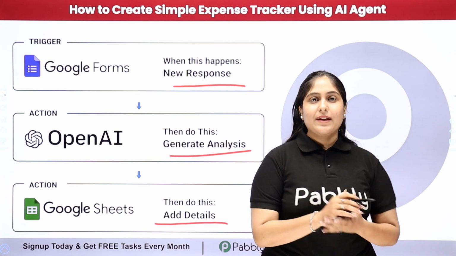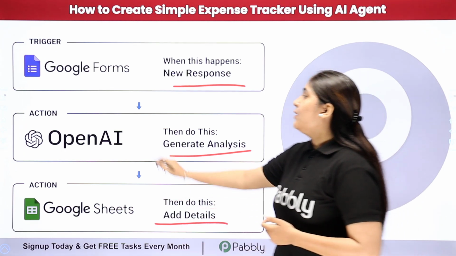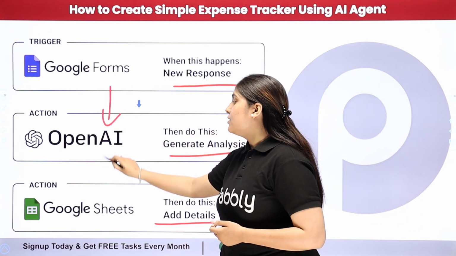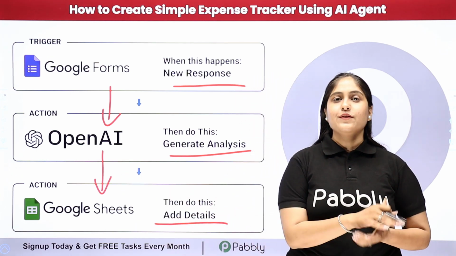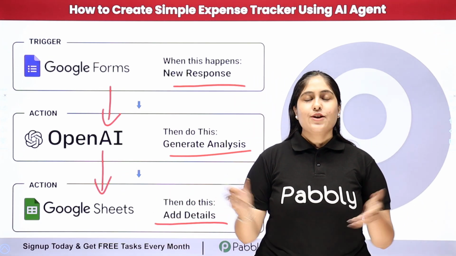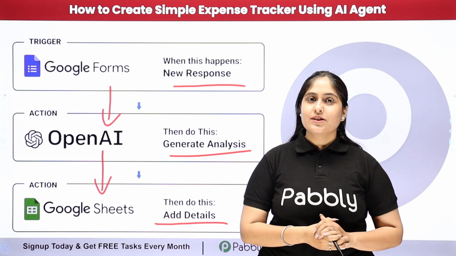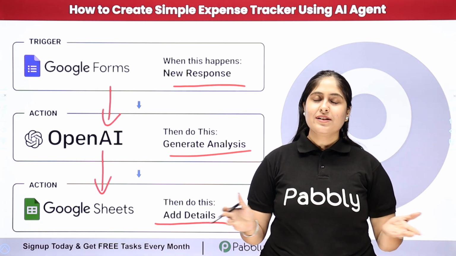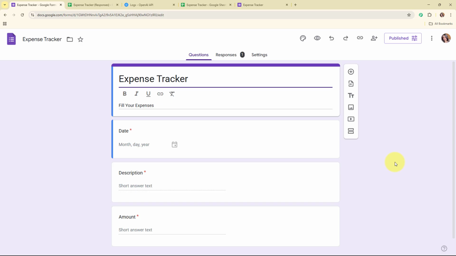Now, to automate the entire process, I need to connect my Google Forms with OpenAI and Google Sheets using an automation software named Pabbly Connect. To see the working of this automation and learn this process step by step, let me take you to my screen. Welcome to my screen.